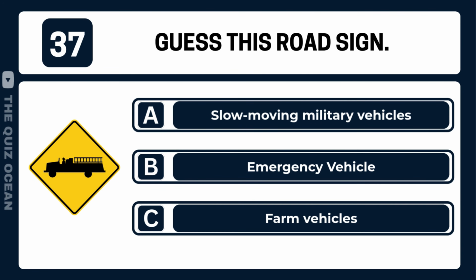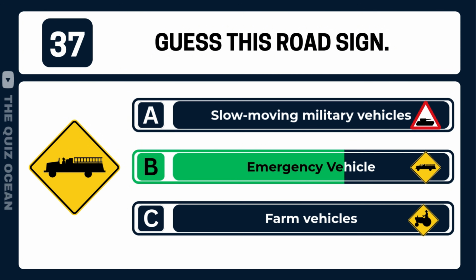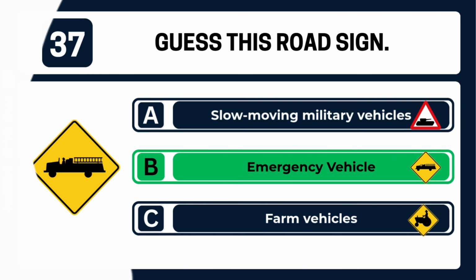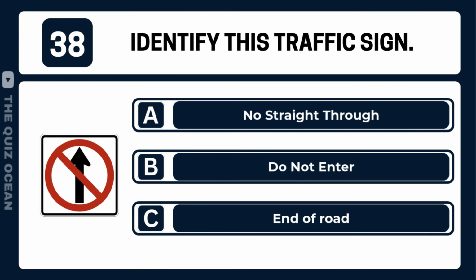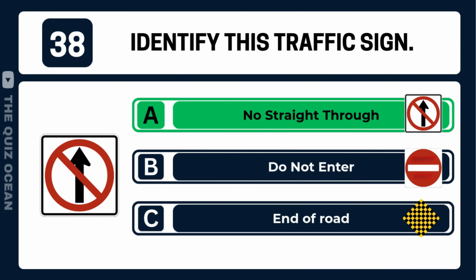Guess this road sign. Excellent awareness. This sign designates an emergency vehicle area. Identify this traffic sign. That's correct. This means no straight through.